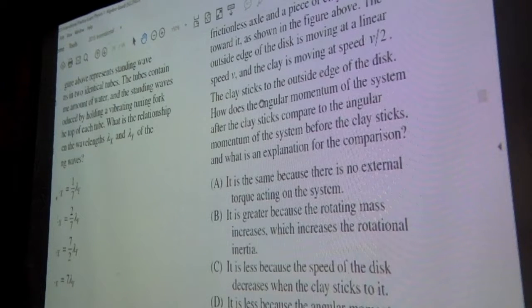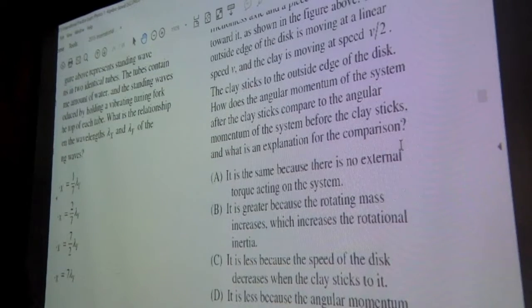So you are comparing the angular momentum of the system after the clay sticks to the angular momentum before the clay sticks. Andrew, have any answer? Anyone has a feeling that you know the answer? Yes, Carl? It's less than because the angular momentum of the clay opposes that of the disc. What about Hunter? D also?